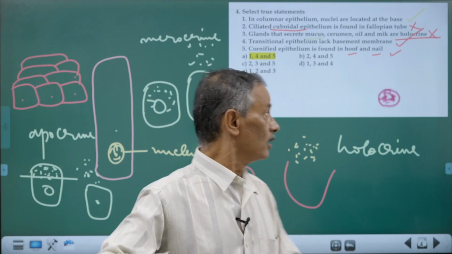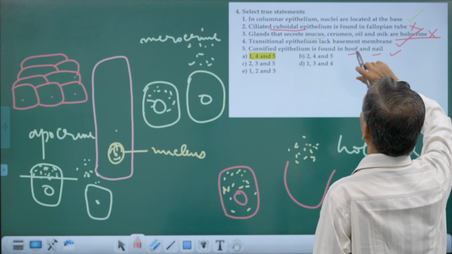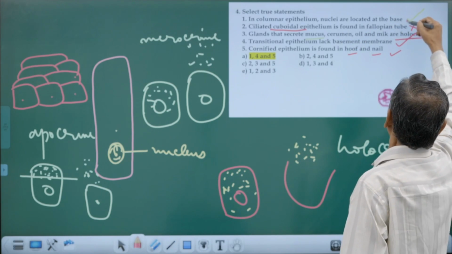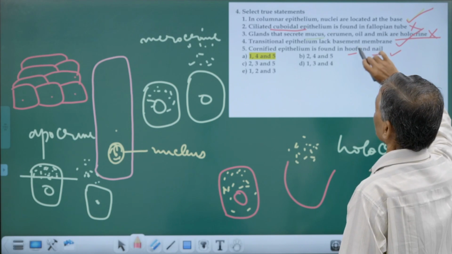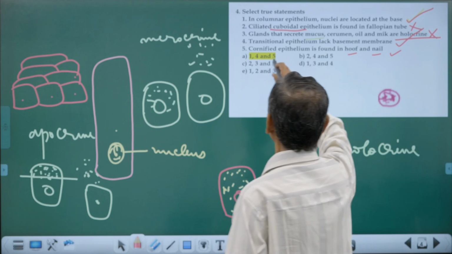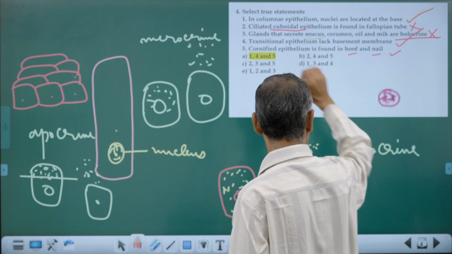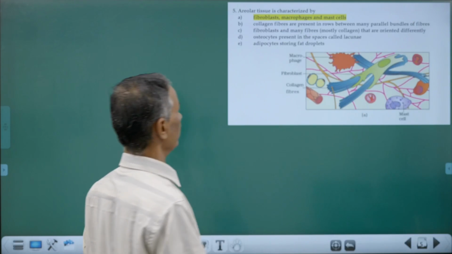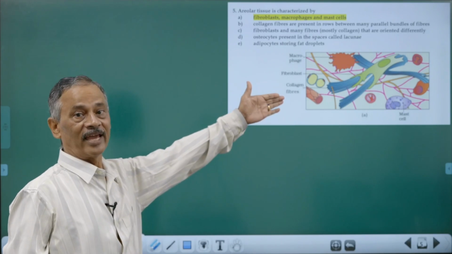Is that clear? So, columnar epithelium, this is a correct one. Then 4 and 5 are correct. That's why we take apple. 1, 4 and 5 are the correct ones. Clear? This is the diagram I was telling you.